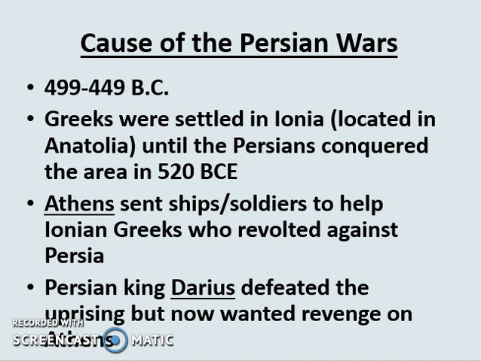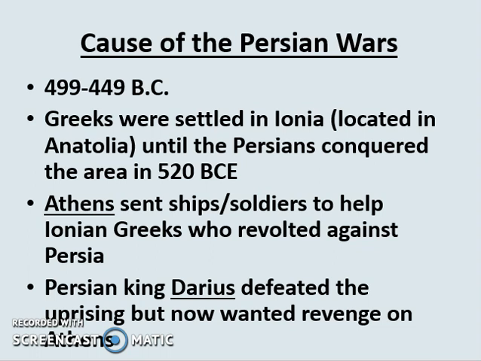And the cause of the Persian War is that Greeks were settled in Ionia, located in Anatolia. Remember, Anatolia is present-day Turkey. It is just across the Aegean Sea from Greece's mainland. And if you recall, there wasn't a whole lot of farmland available on Greece land. And so what they did is they settled different cities in Ionia, or Anatolia, the region of Anatolia.